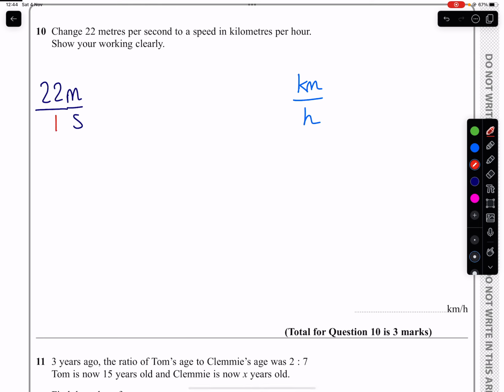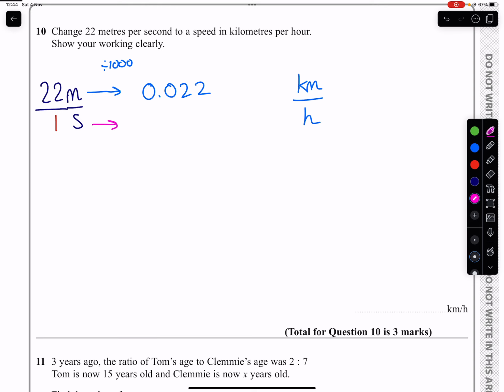So the top is now 22 meters and the bottom is now 1 second. And we convert the top unit until we get it in kilometers, and we convert the bottom unit until we get it in hours, and then we deal with the numbers afterwards. So 22 meters, if we're turning that into kilometers, we are going to be dividing by 1,000. So we're going to end up with 0.022 in the top of that fraction.